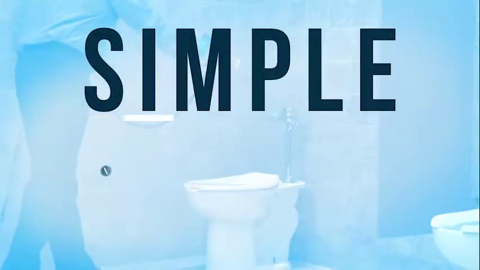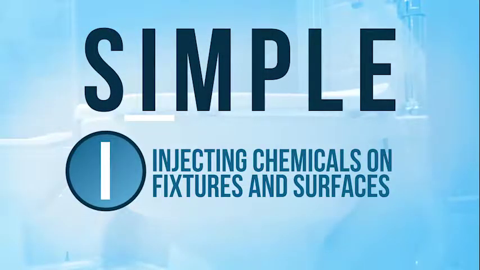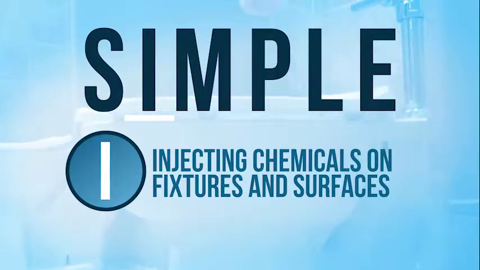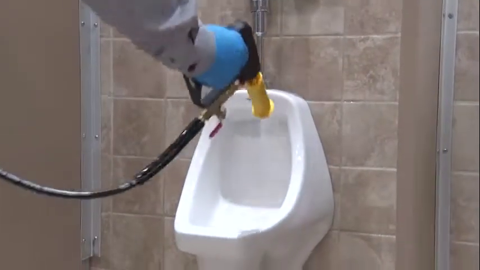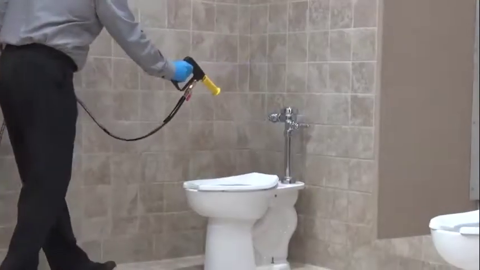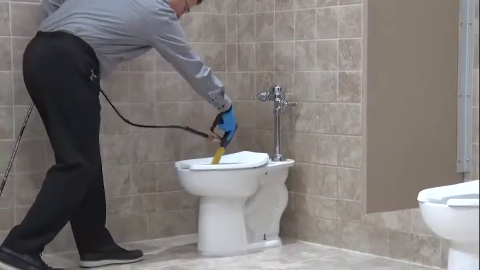The next letter in the simple process is I, which stands for injecting chemicals on fixtures and surfaces. In this step, we'll apply automatically diluted cleaning chemical to fixtures and surfaces in a low-pressure fan spray.